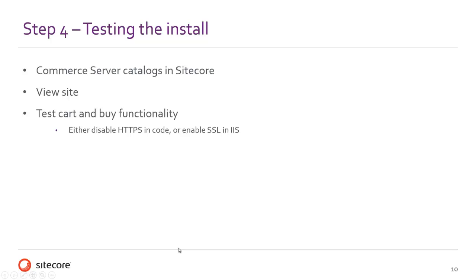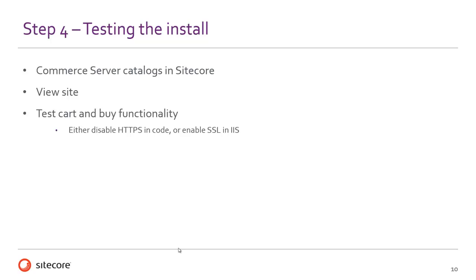So as part of our testing, we're going to do three things. First of all, we're going to ensure that we can see our Commerce Server catalogs within Sitecore. Second, we're going to view the site itself. And then lastly, we're going to test the cart and buy functionality.